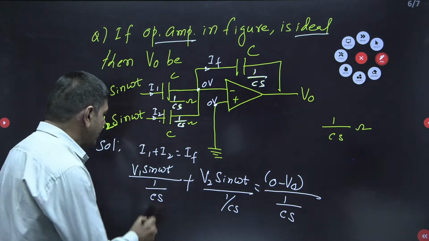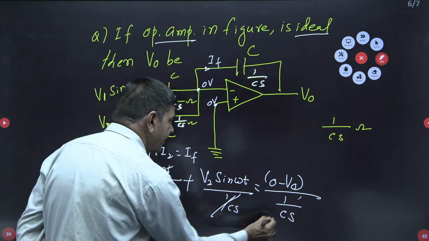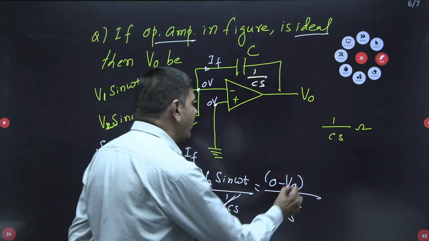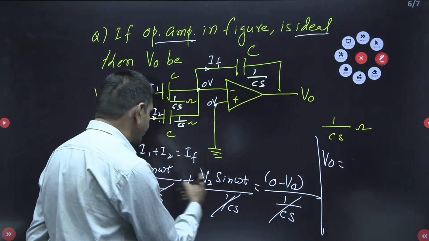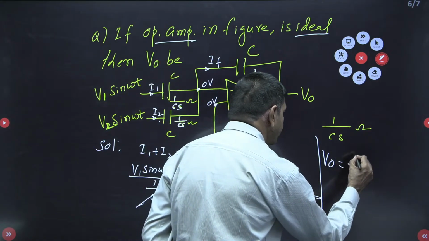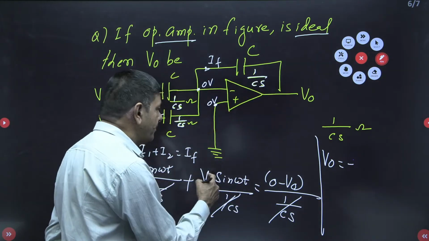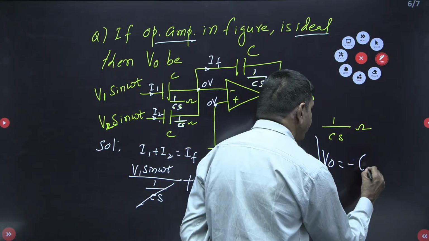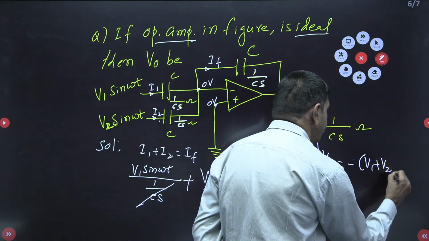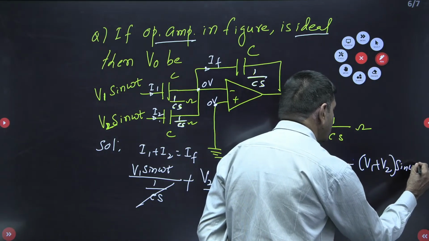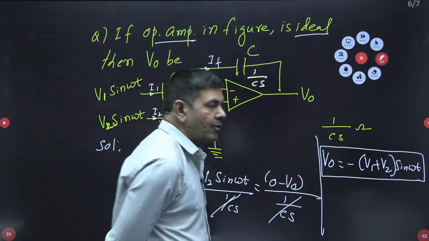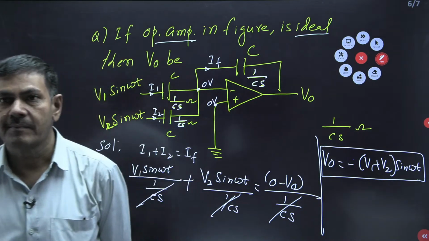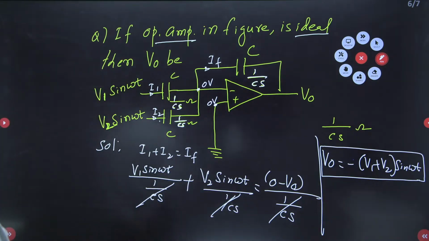I can cancel 1 by Cs directly everywhere. Finally, what V naught do we get? V naught equals minus of this value, taking sin omega t common: minus of V1 plus V2 into sin omega t. This is the final output voltage. This way the output voltage is calculated using this network. Understand my point now.